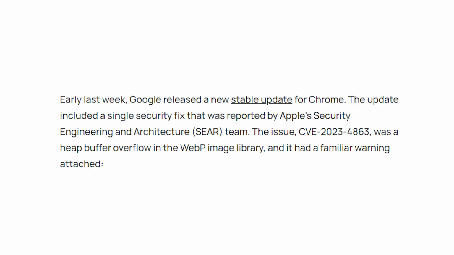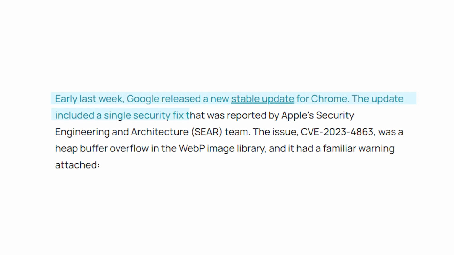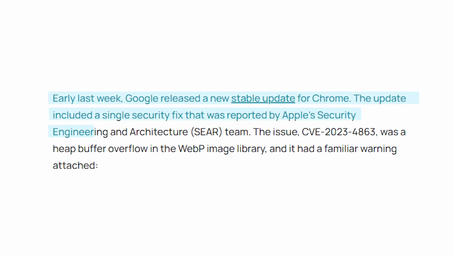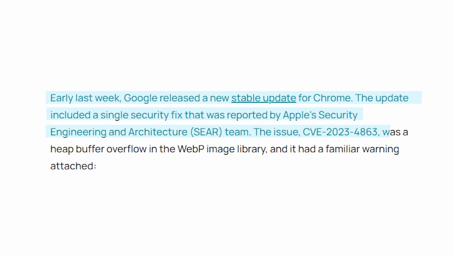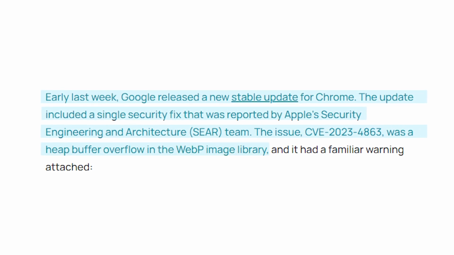Last week, Google pushed an update to Chrome in response to a security flaw that Apple's security team reported to them. This flaw, CVE-2023-4863, was a heap buffer overflow in the WebP image library. You got all that? If you don't know what any of that means, WebP is Google's newer image format that makes pictures a lot smaller than PNGs.